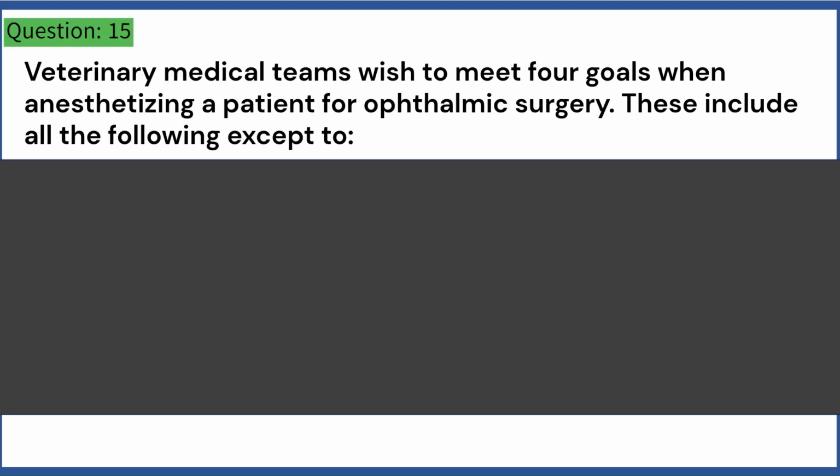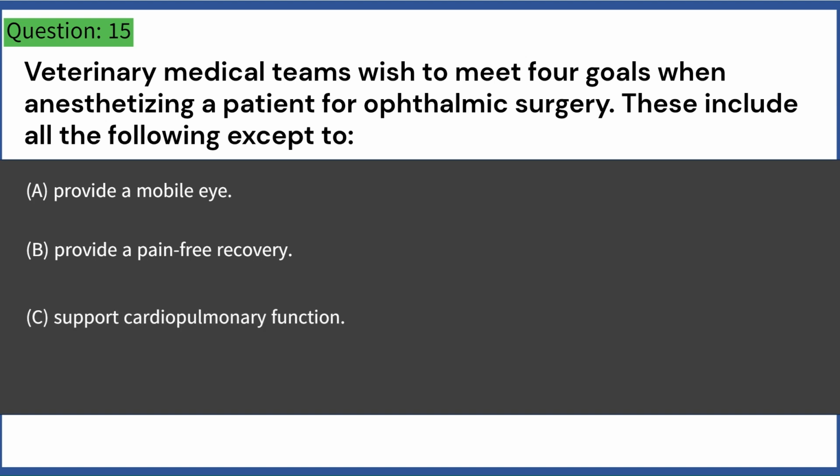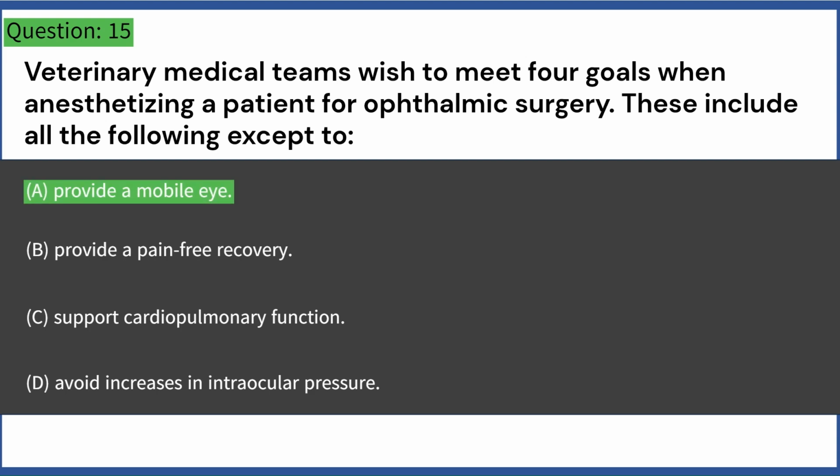Veterinary medical teams wish to meet 4 goals when anesthetizing a patient for ophthalmic surgery. These include all the following except: A. Provide a mobile eye. B. Provide a pain-free recovery. C. Support cardiopulmonary function. D. Avoid increases in intraocular pressure. Answer A. Provide a mobile eye.